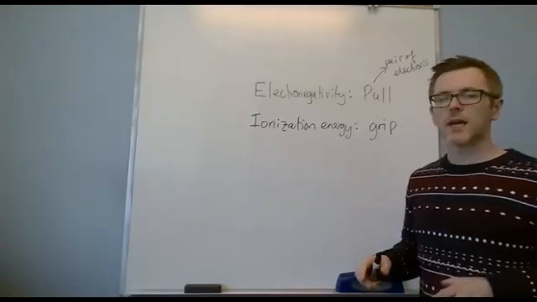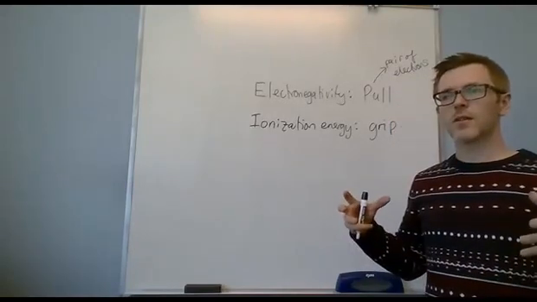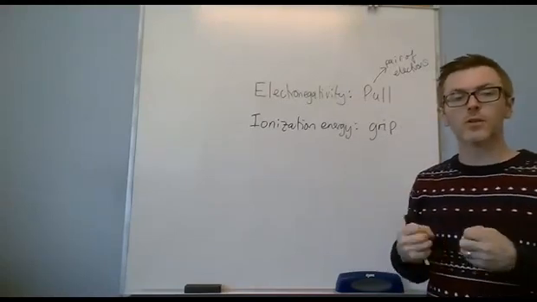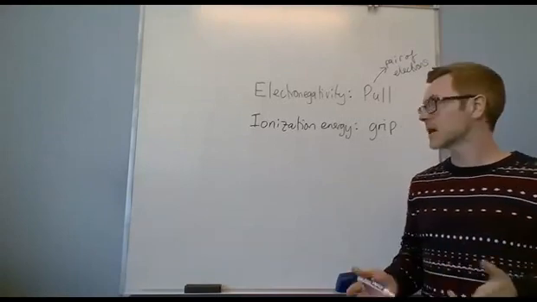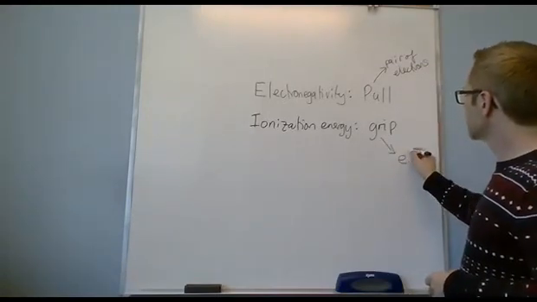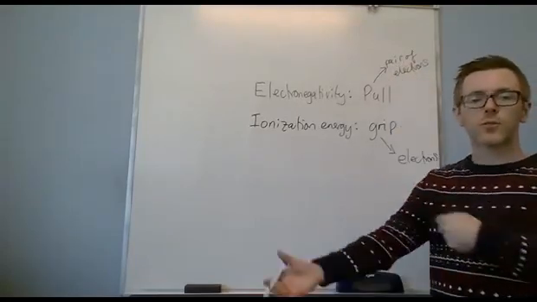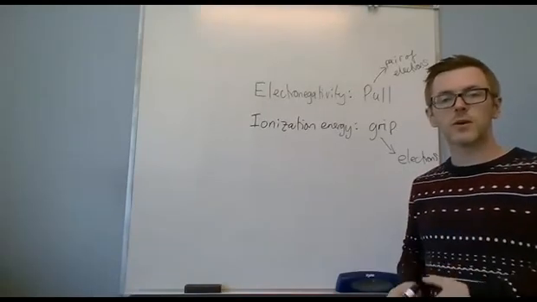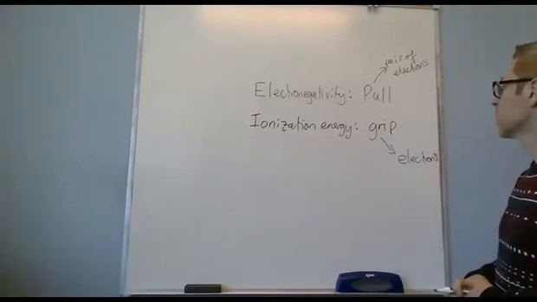Ionization energy, remember, is the energy needed to rip an electron out. So the stronger your grip, the stronger the element holds on to its valence electrons, the harder it is to remove them, the higher the ionization energy. So you're either pulling electrons towards yourself or you're holding on to the electrons that you already have. Both of those would measure strength. Okay.